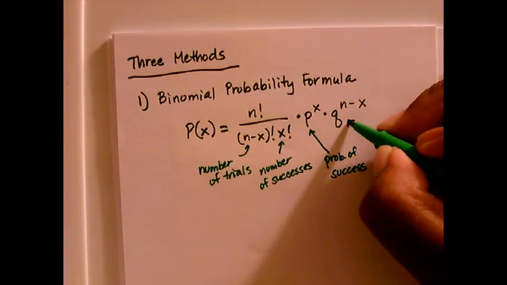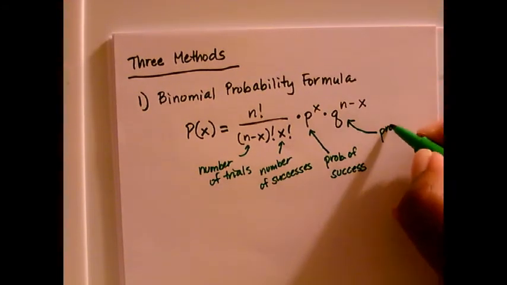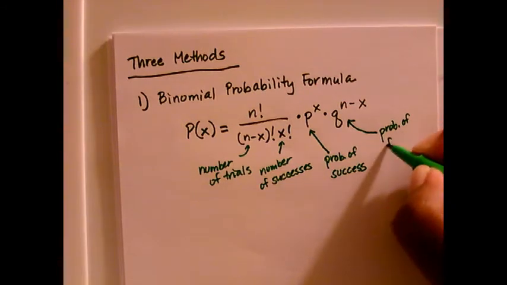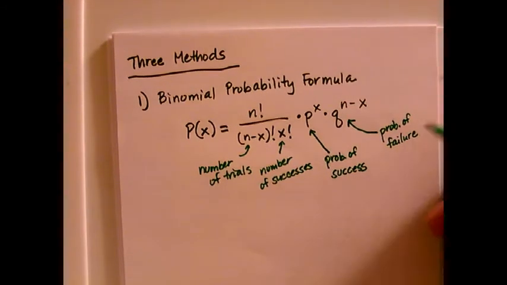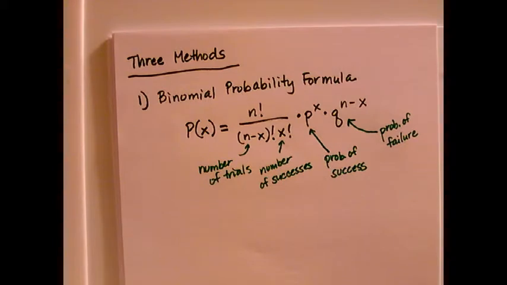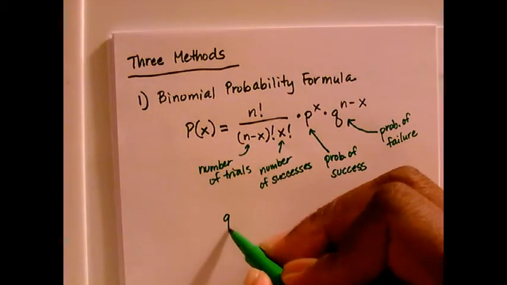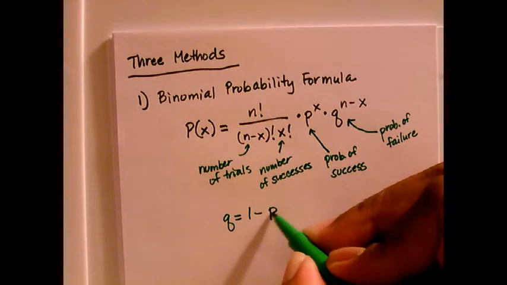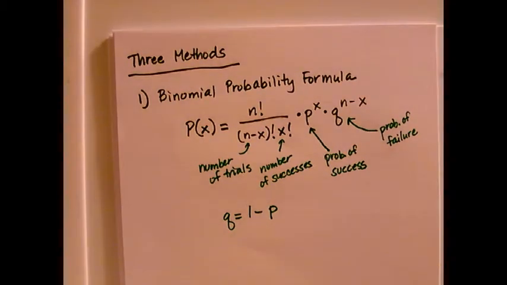And q is going to be the probability of failure in one trial. And I do need to mention that q is always equal to 1 minus p. So if you know what p is, the probability of success, then the probability of failure can be found by subtracting 1 minus p. Okay? So one method is using the binomial probability formula.